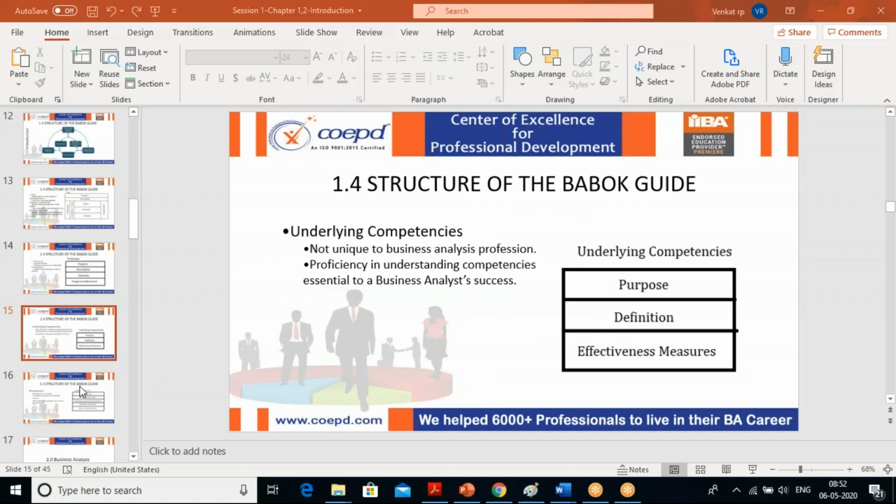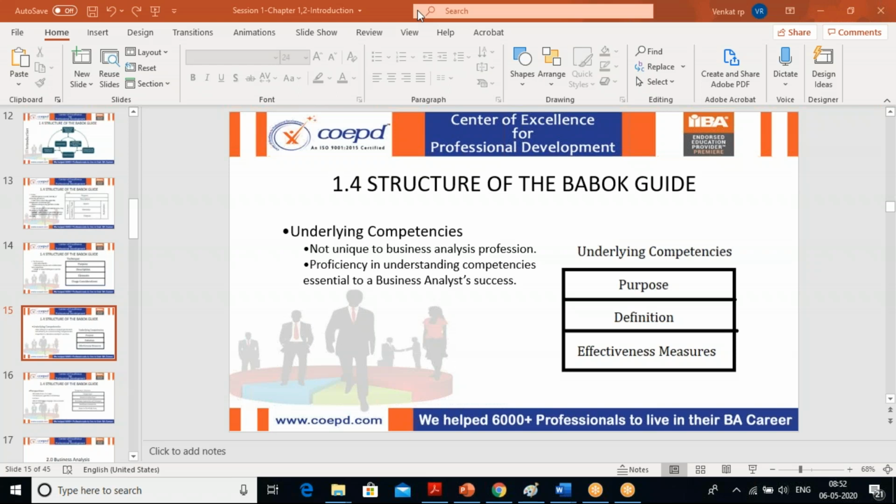And the next one is underlying competencies. Underlying competencies means what skill sets we require in order to perform our tasks. We can consider them like our communication skills and negotiation skills. All of this comes under underlying competencies.